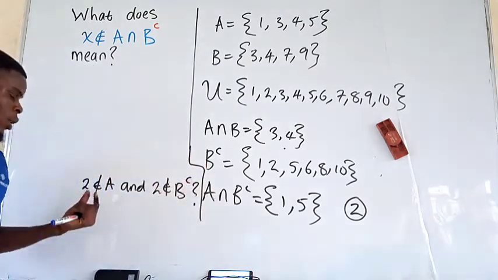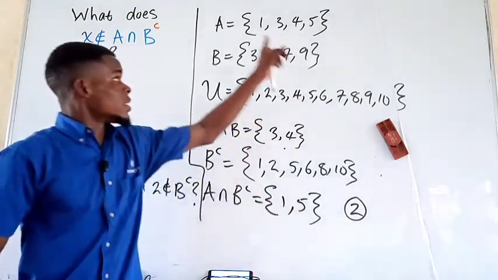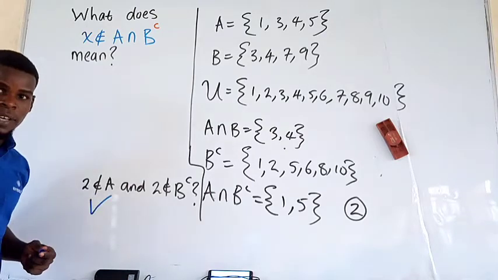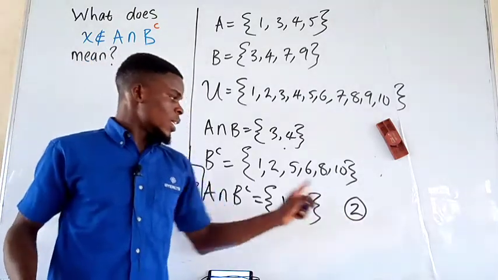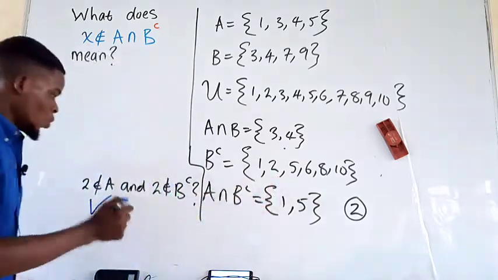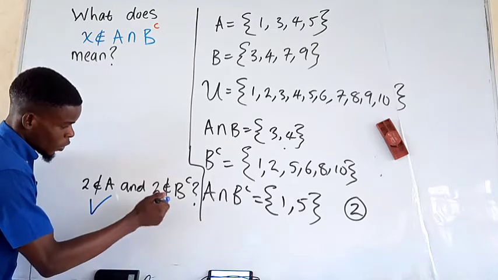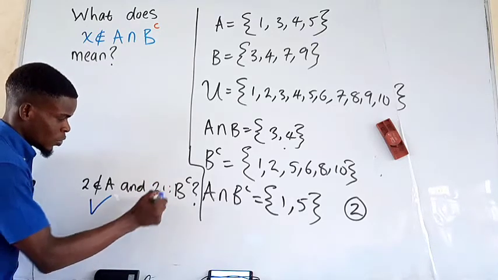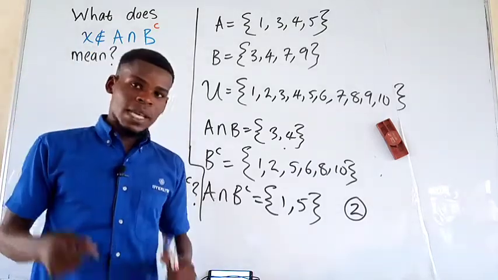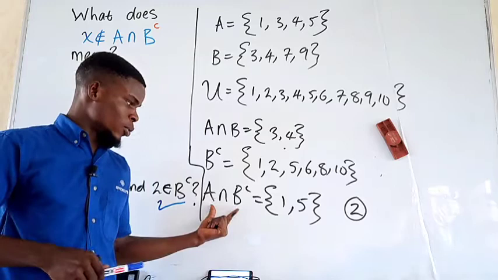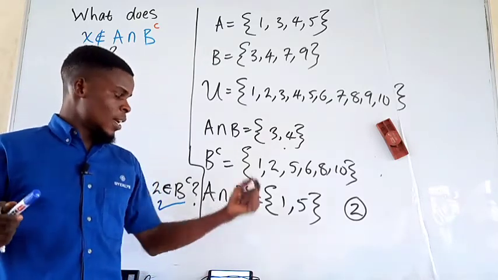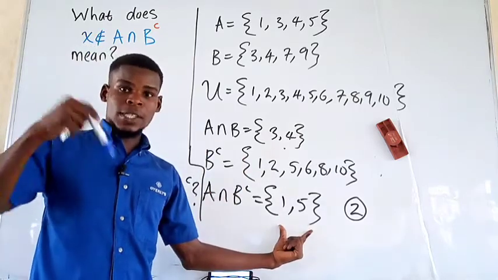Let's check. Is 2 in the set A? No, 2 is not there. So that means that 2 is not in the set A. That's right. Now, is 2 in the set B complement? Yes, 2 is in B complement. So this means that it is wrong to say that 2 is not in B complement. It will be right to say that 2 is in B complement. That means that once an element does not belong to the intersection of two sets, that element actually belongs to at most one of the sets.